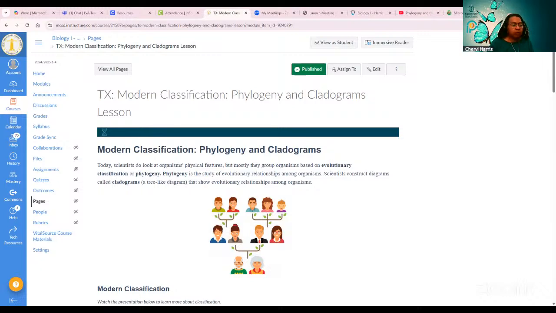All right, so again, while you're waiting, if you would look this part over in Canvas, we'll get started when I think most everybody's here.